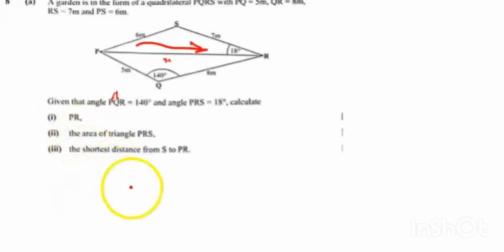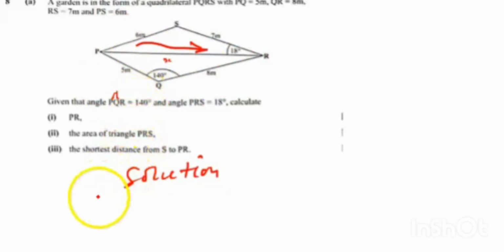Okay, so for the solution, what I'm going to do, we are going to cut off this lower triangle here. For us to make this lesson interesting, make sure you watch this video from start to finish without leaving anything out, for this coming exam. Okay, so for solution 1, we have to find the length of PR.